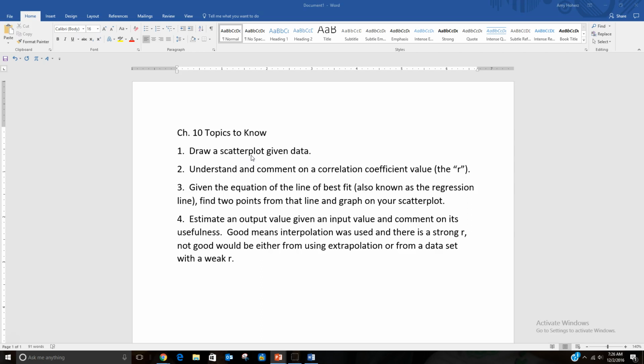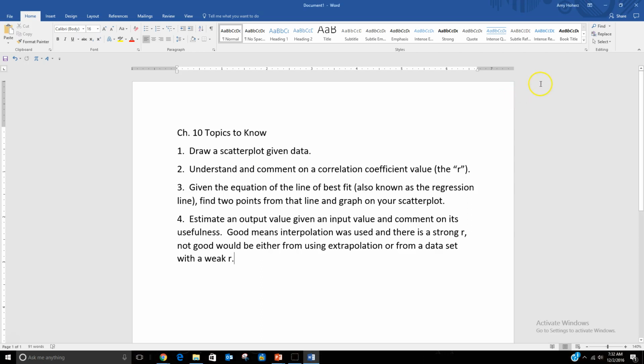And then the fourth thing is to estimate an output value given an input value, and comment on its usefulness. So a good estimate would mean that interpolation was used and there's a strong R, and we're going to talk about interpolation in a little bit. And then the other, not good estimate would be either extrapolation was used or there was a data set that had a weak R. If you don't have a strong correlation, then estimates aren't going to be very valuable.